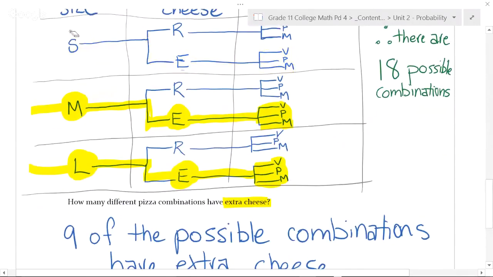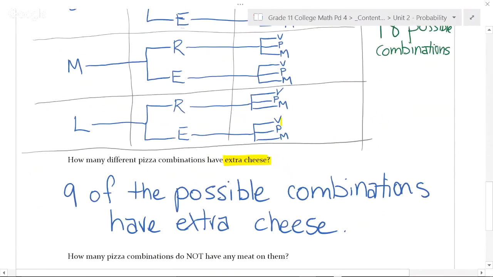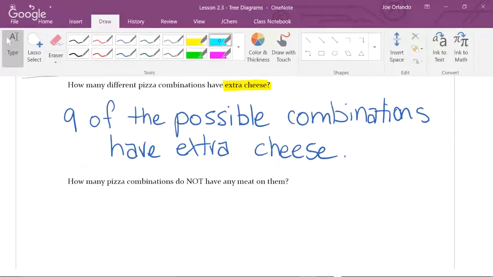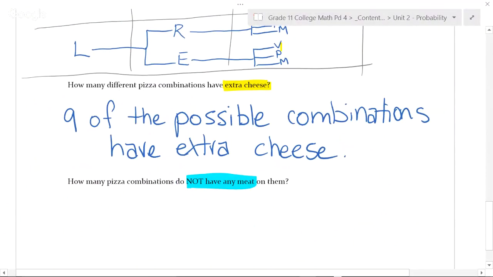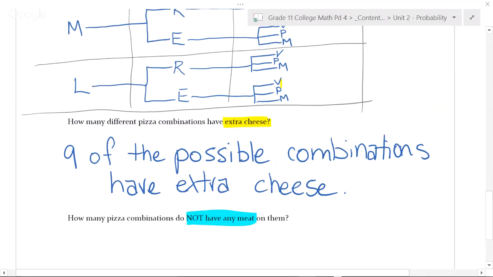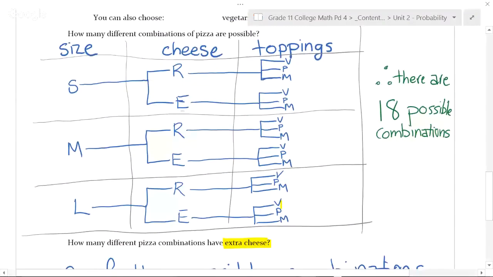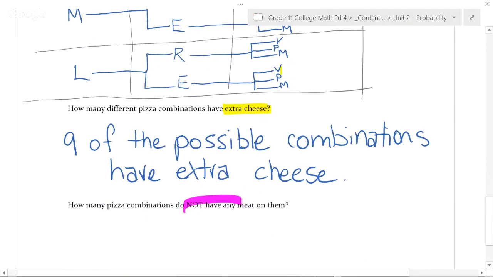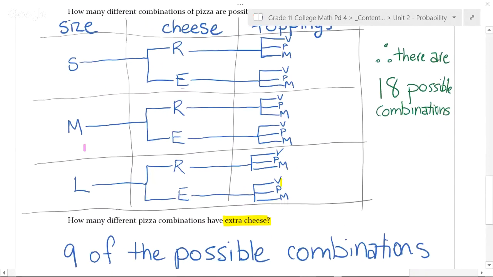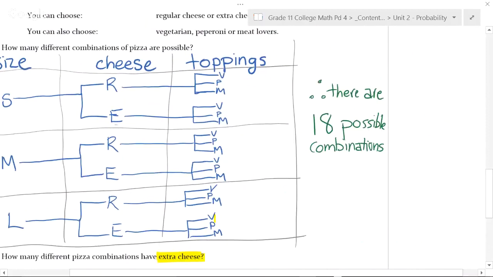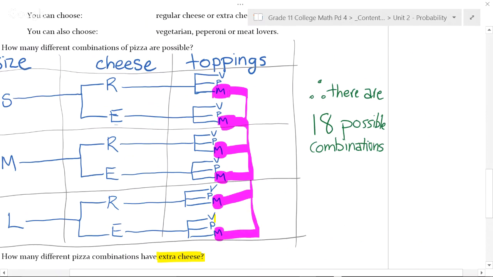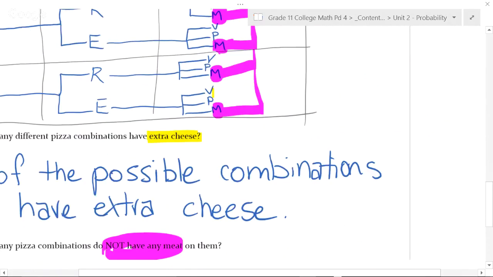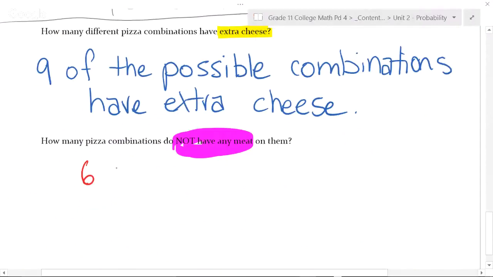All right, let's start fresh here. And this question is, how many pizza combinations do not have meat on them? Not have any meat. Well, in this case, I would almost say this: since it's not have any meat, let's just get rid of all the meat ones here. So meat isn't anything to do with size. It's not anything to do with cheese. So we're just looking at the last toppings here, and I can get rid of that one, I can get rid of that one, and that one, and that one, and that one. So how many have meat? 1, 2, 3, 4, 5, 6 of the combinations have meat. So 6 combinations have meat.